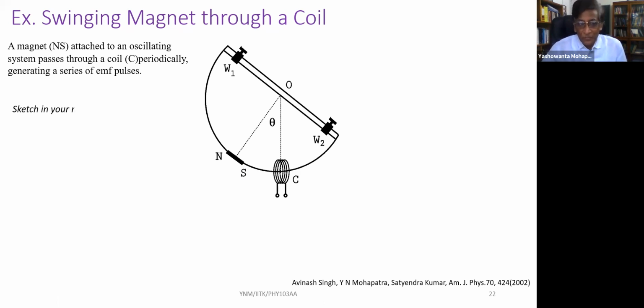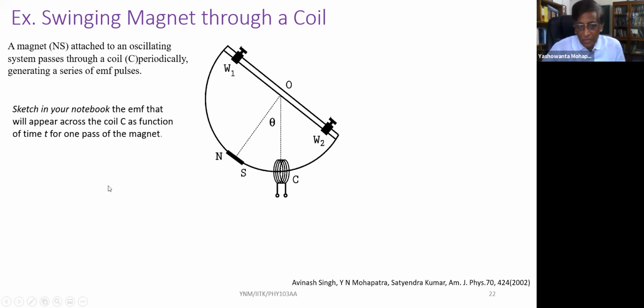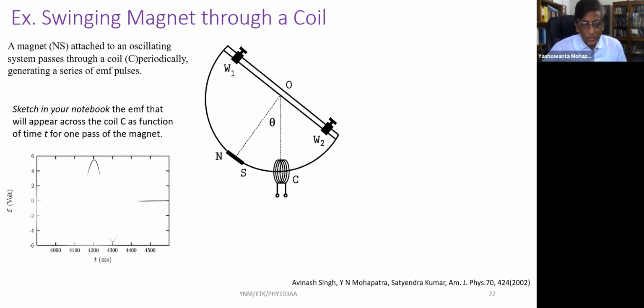Sketch in your notebook the EMF that will appear across the coil C as a function of time t for one pass of the magnet. I hope by now you have done it. I was deliberately giving you time so that you could think it over and actually do it. So now, is your answer similar to mine?